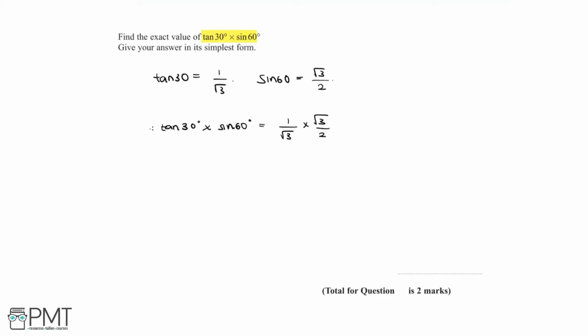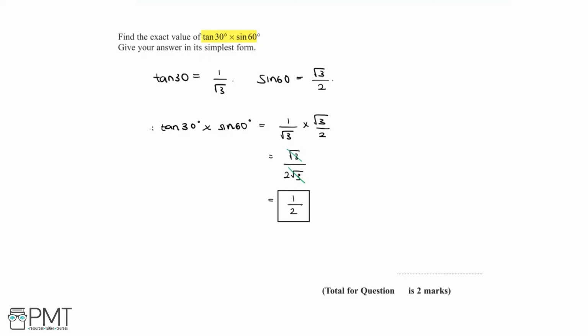Now we can multiply this in the same way we multiply all fractions, by multiplying the numerators together and then multiplying the denominators together. 1 multiplied by root 3 is equal to root 3, and 2 multiplied by root 3 is equal to 2 root 3. And so 1 over root 3 multiplied by root 3 over 2 is equal to root 3 over 2 root 3. Now the root 3's are going to cancel out. And so by essentially dividing both the numerator and the denominator by root 3, we're left with 1 over 2.